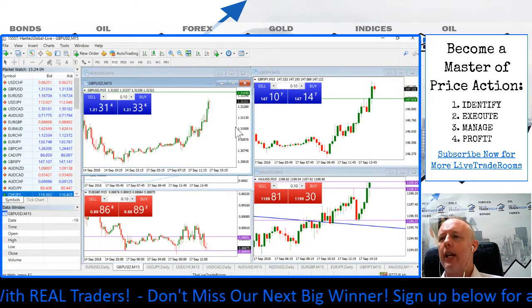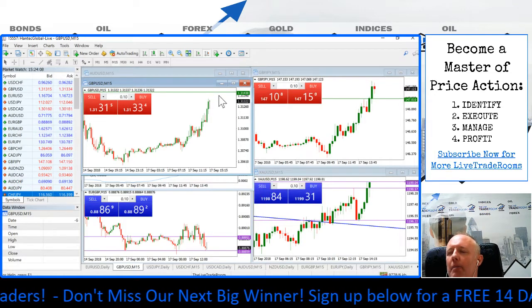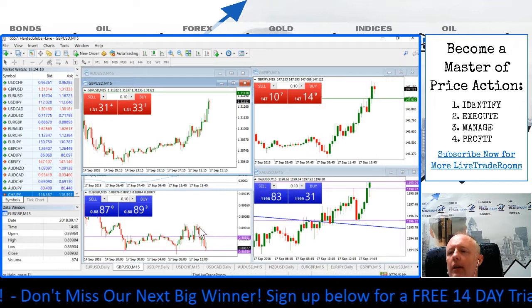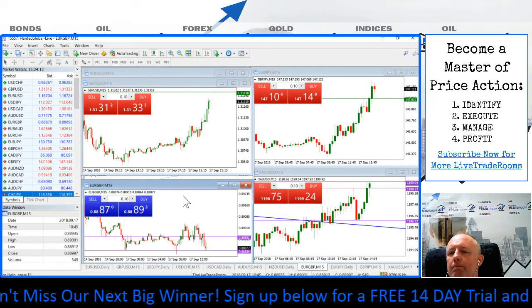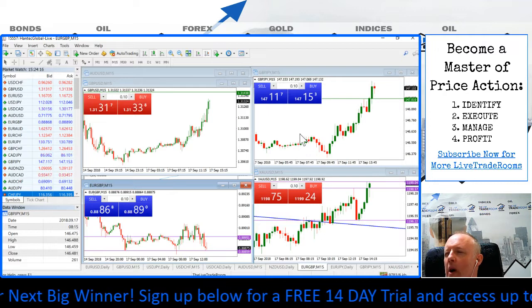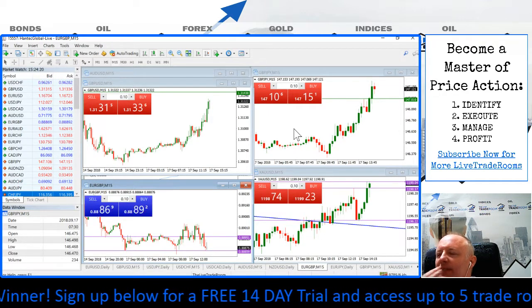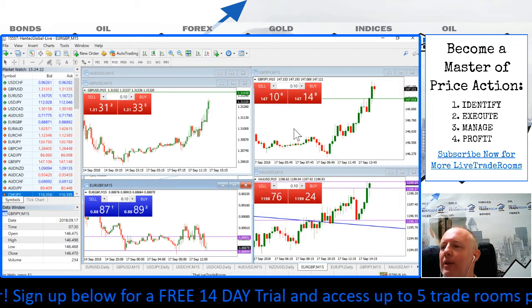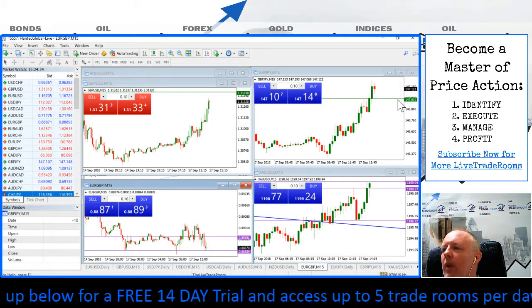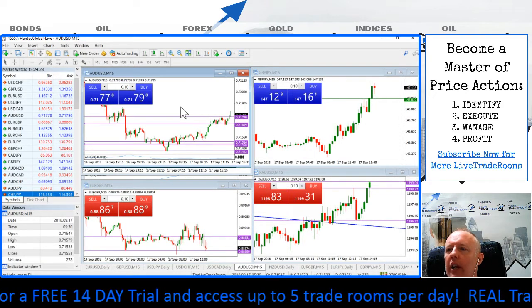So what's interesting about the pound dollar is to see if we get a break above the 31.43. It's very likely to support the pound yen trade. So the dollar and the yen are kind of equally weak.